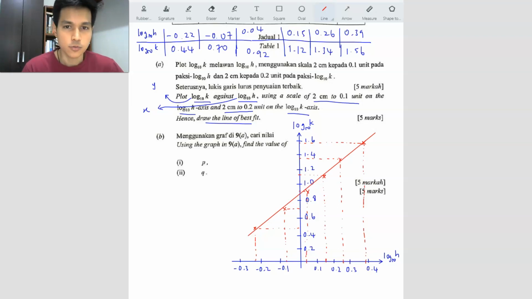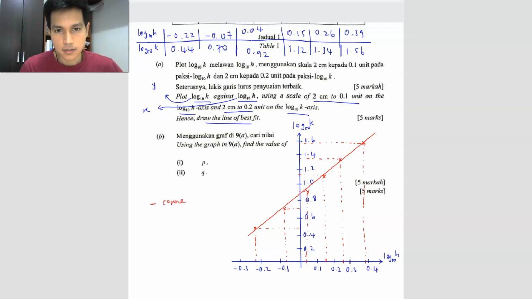Just make sure you fulfill two conditions. Whenever you draw your line of best fit, there are two conditions you need to have. The first is, wait, let me erase this. Okay, the first condition you need to follow is it has to connect as many points as possible. Second condition is it has to be balanced. What does it mean by balanced?